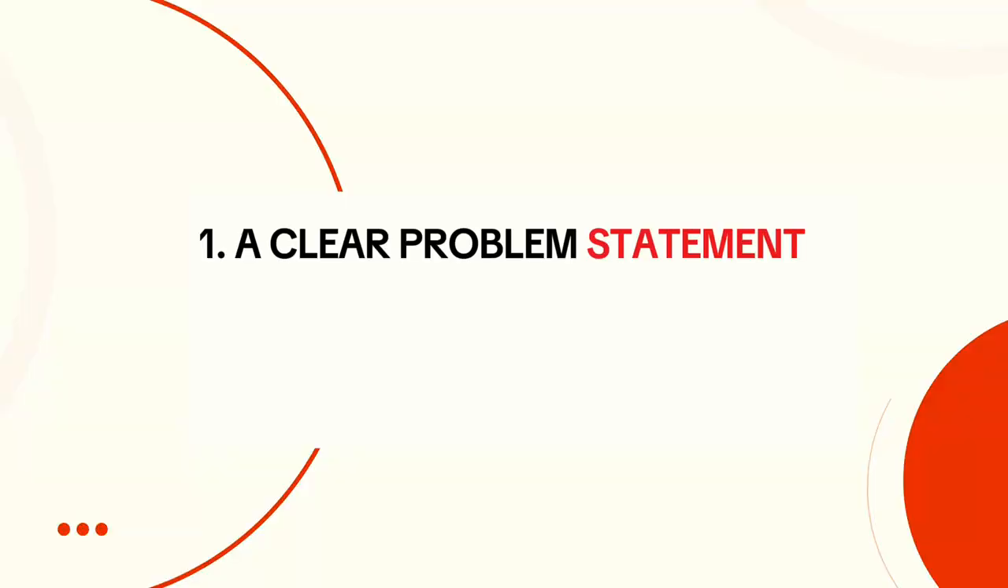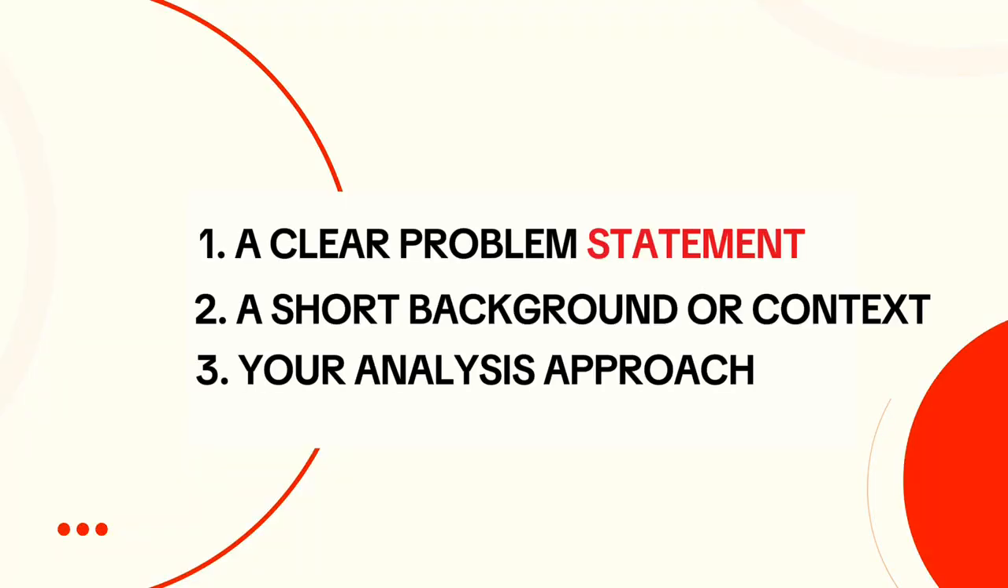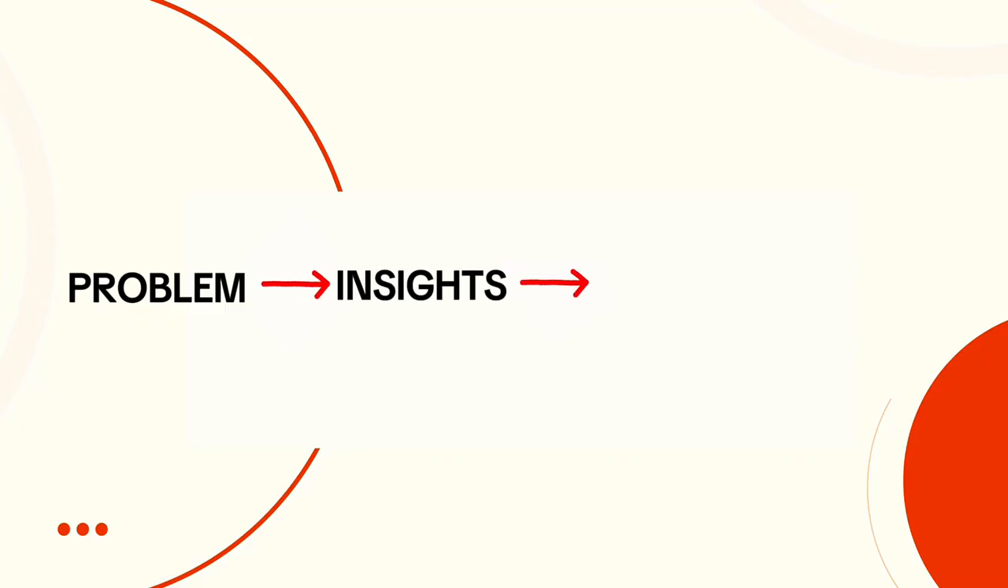Every solid BA project should include the following: 1, a clear problem statement; 2, a short background or context; 3, your analysis approach. Any visuals, any models you've used, practical recommendations, and a short reflection on lessons learned. For example, in a customer churn project, you explain the business context, analyze customer behavior, identify trends or risk factors, present insights visually, and recommend actions the business could take. What matters is that the project flows logically from problem to insight to recommendation.